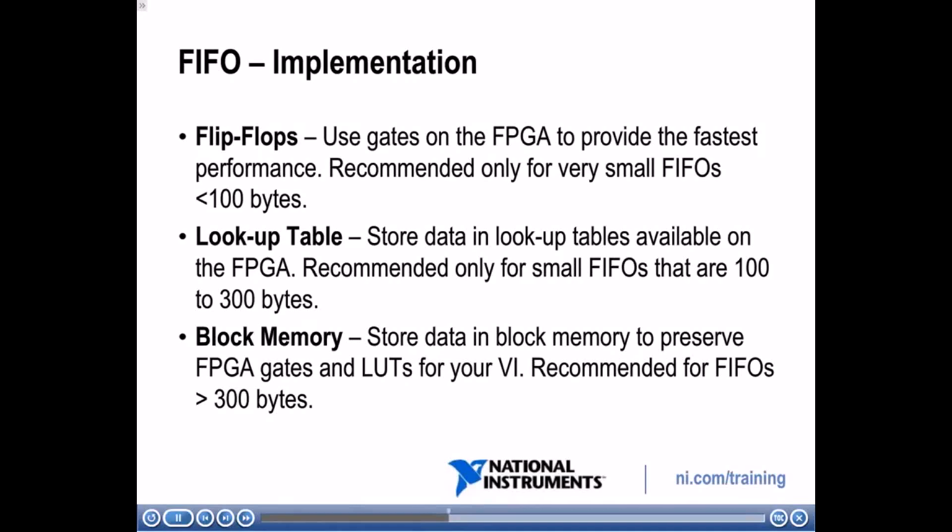Now, if your FIFO is going to be a little bit bigger, then you might want to use lookup tables instead. So this implementation will store the data of your FIFO in lookup tables available on the FPGA. This is recommended for small FIFOs that are between 100 and 300 bytes. Lastly, there's block memory. So for block memory, this stores your FIFO data in block memory to preserve the FPGA gates and LUTs for your VI. So this is recommended for FIFOs that are going to be greater than 300 bytes.